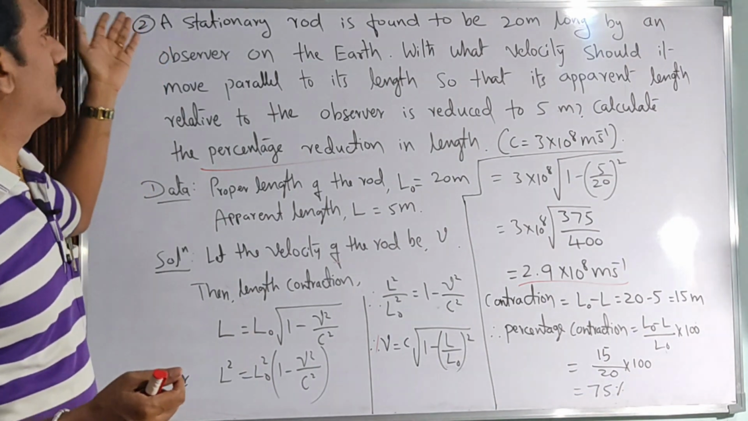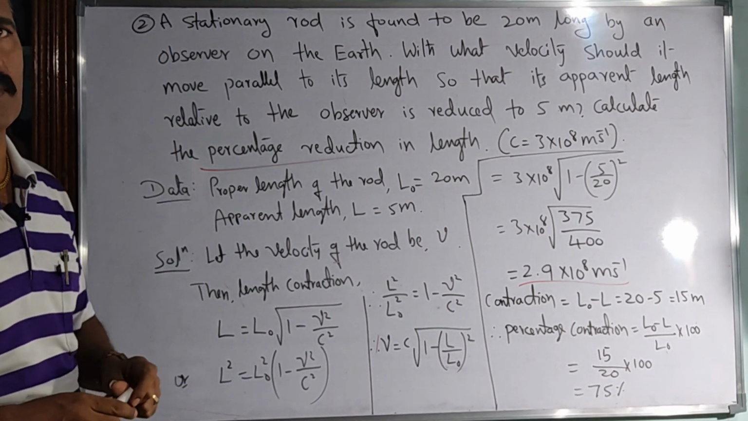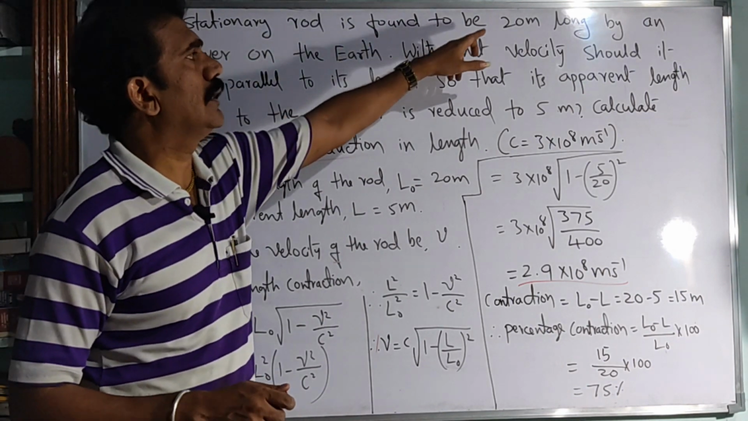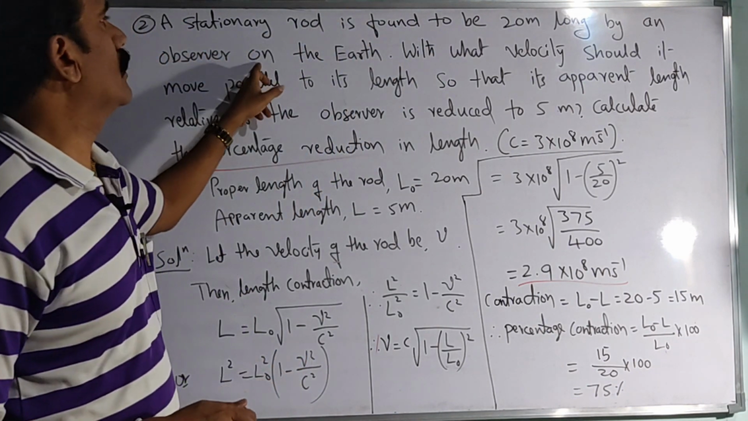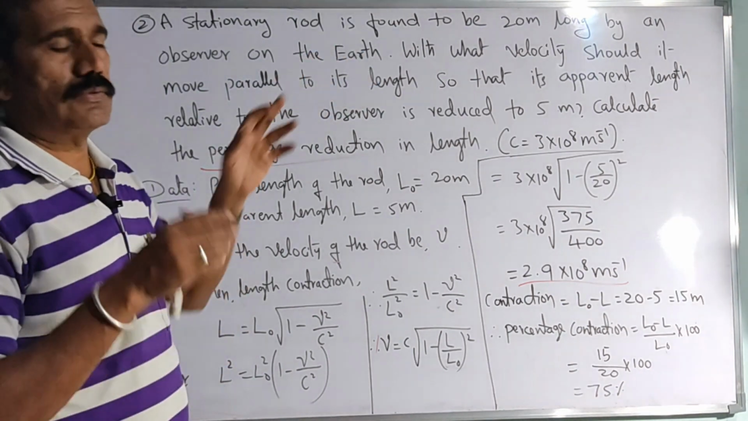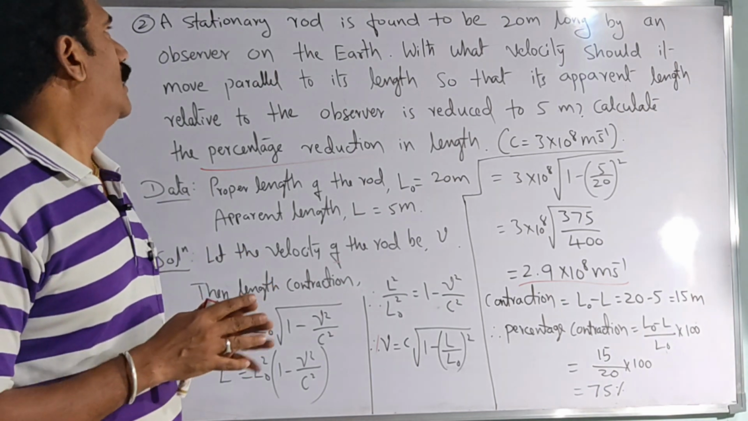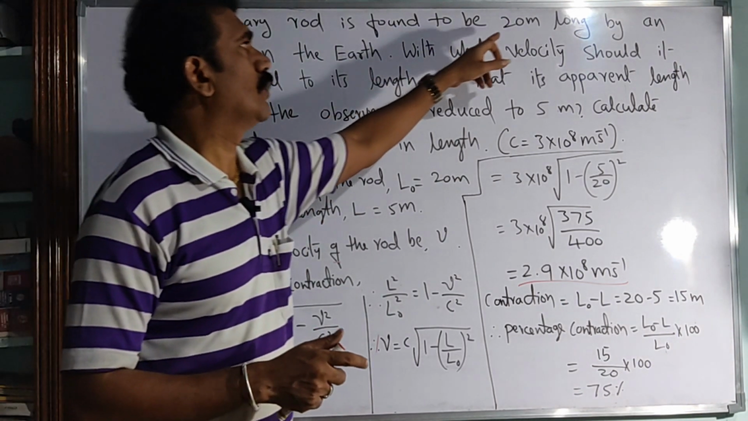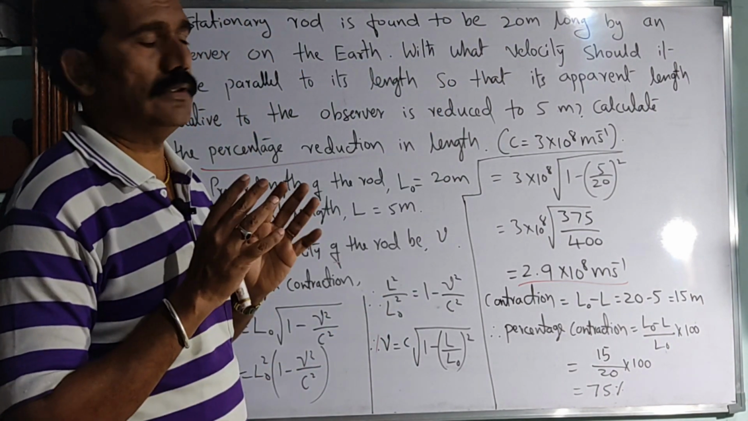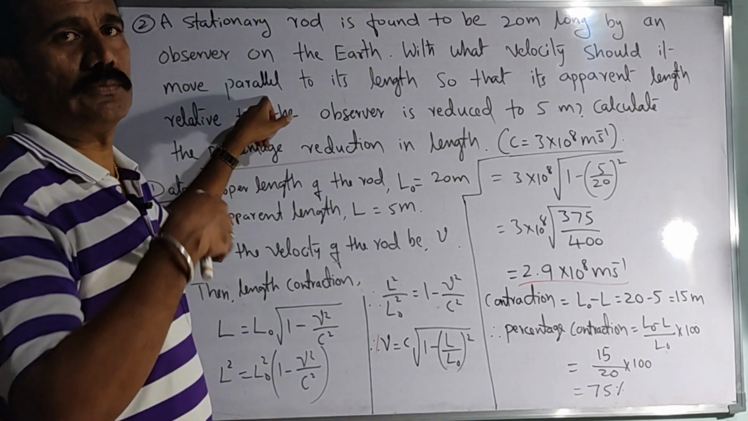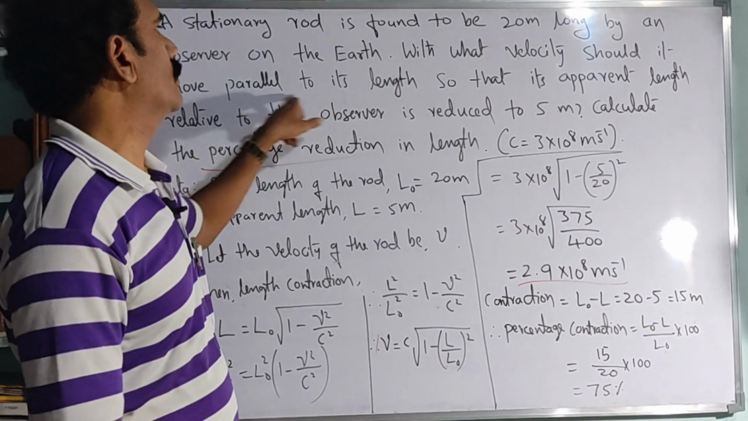So note down the next problem, which is similar to the previous one. So here a stationary rod is found to be 20 meter long by an observer on the earth. Okay, so with respect to the observer, the rod is assumed to be stationary and whose length is found to be 20 meter. Okay, so that is the proper length. With what velocity should it move? Now further assume that the rod is going to move parallel to its length.